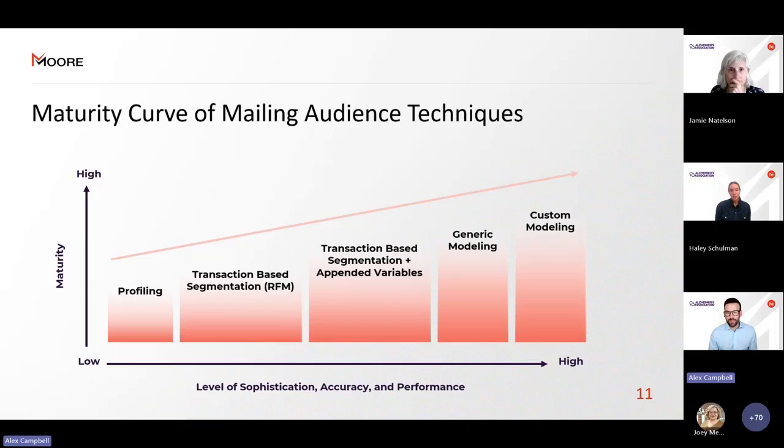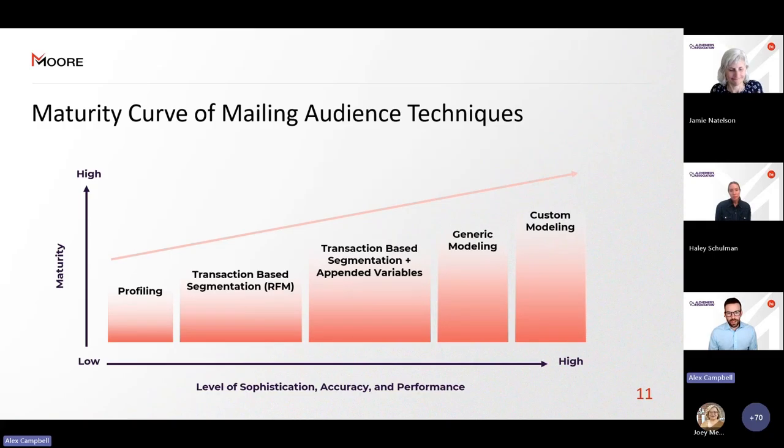What Jamie talked about is really living in the lower end of this curve with the profiling and transaction-based segmentation. And then a step up from that, there could be some additional layers added onto segmentation techniques. It could be something organization specific, some sort of profile, which can generate a bit more performance, but is not going to be as sophisticated as the solutions at the top of the curve.